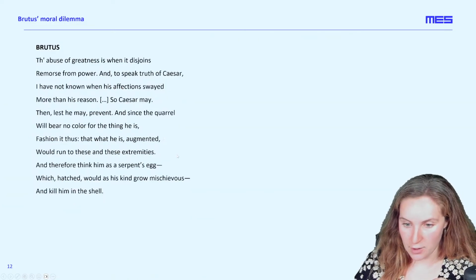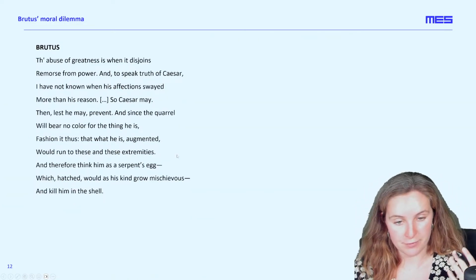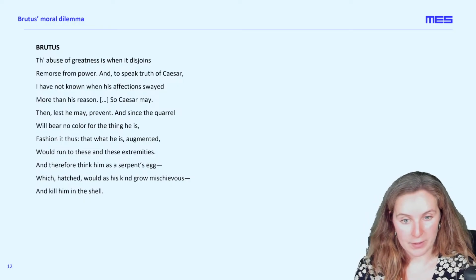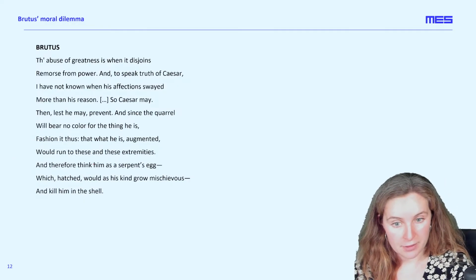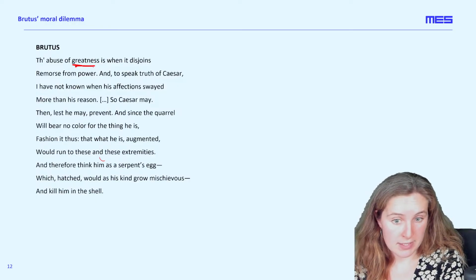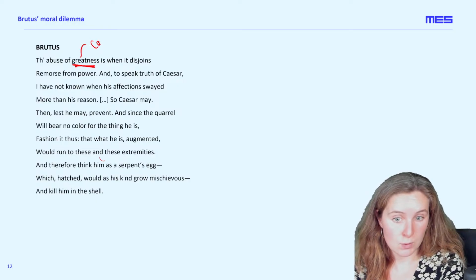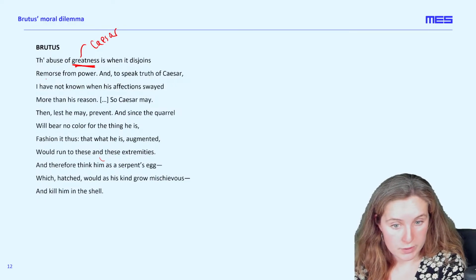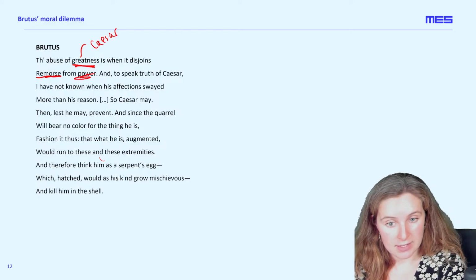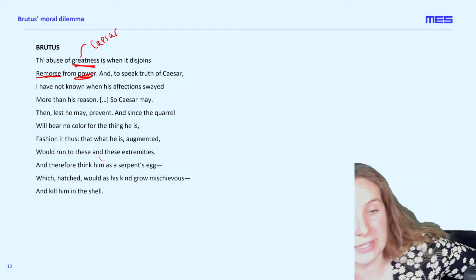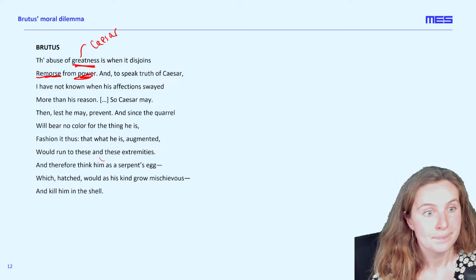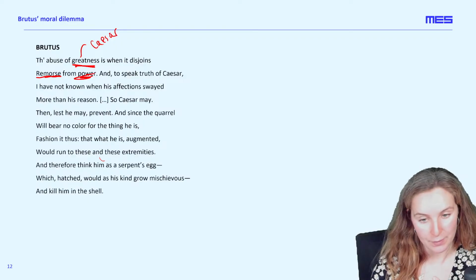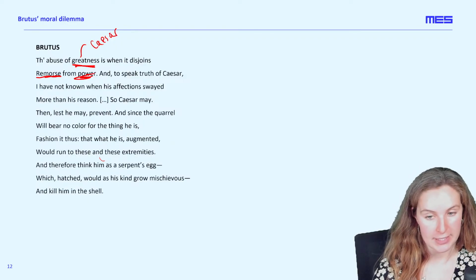Let's take a look at the second half of this extract now. This is where he carries on straight from there. The abuse of greatness is when it disjoins remorse from power. So greatness corrupts, in other words. And granted, notice here, he's not thinking that Caesar is bad. He's calling Caesar greatness. When it disjoins, when it disconnects remorse from power. So he's saying that it's not power that's inherently evil itself. It's when power is removed from any sense of feeling bad or questioning or doubting itself, or feeling repentant for taking power.